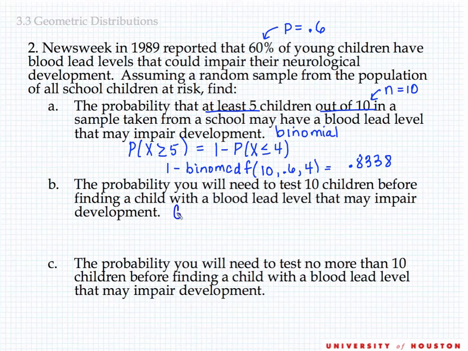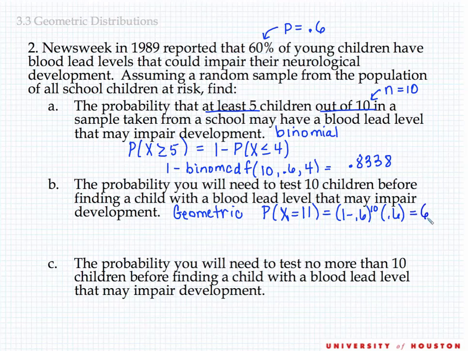In other words, we're going to be looking at geometric, where we want the probability of our first success to be at 11. This would be (1 minus 0.6) to the 10th times 0.6 to the first. And this comes out to be 6.29 times 10 to the negative 5. So almost 0.